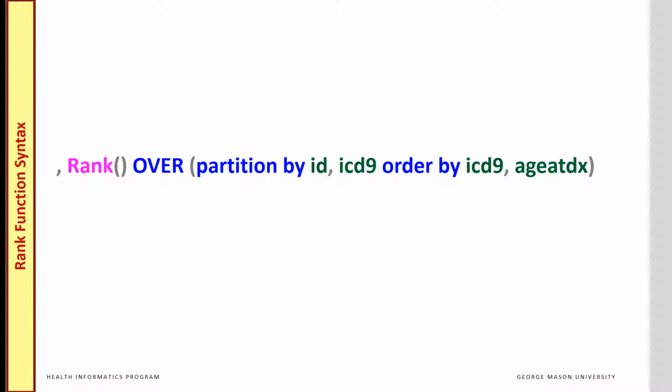Here is an example of the rank command. The order by command says that we want to set the order based on type of ICD code and age at which it occurs. The partition command says that we want to organize the rank orders to start from 1 for each individual and each diagnosis.